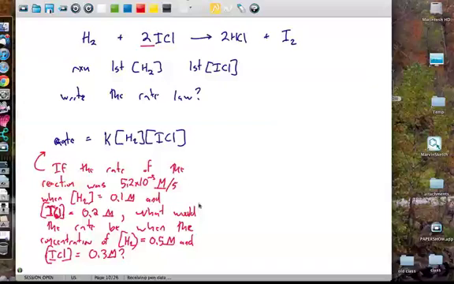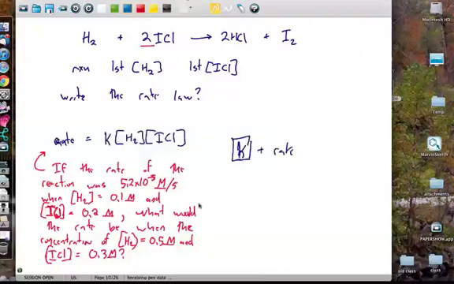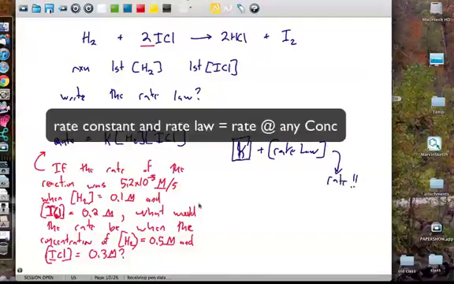Another problem using this same rate law is, this is a very typical problem. If the rate of the reaction was 5.2 times 10 to the minus 5th molar per second, when H2 is equal to 0.1 molar and ICl is 0.2 molar, what would be the rate when you change these concentrations? Once we have the rate law and the rate, we can use that to figure out K. Once we know the rate constant and the rate law, we can predict the rate at any concentration.